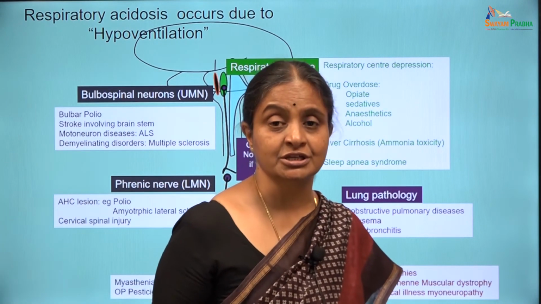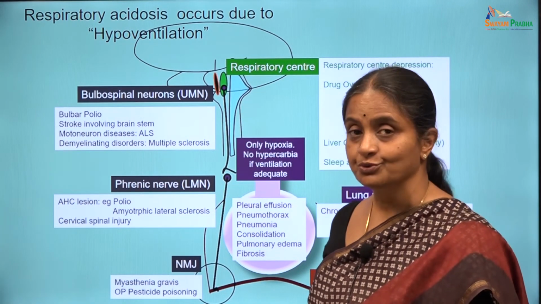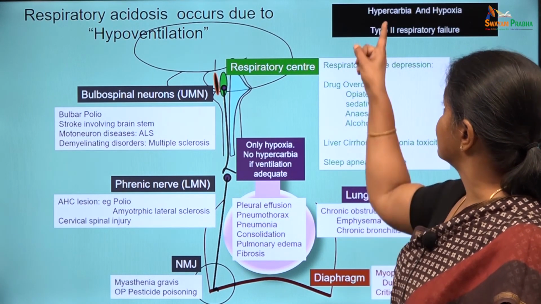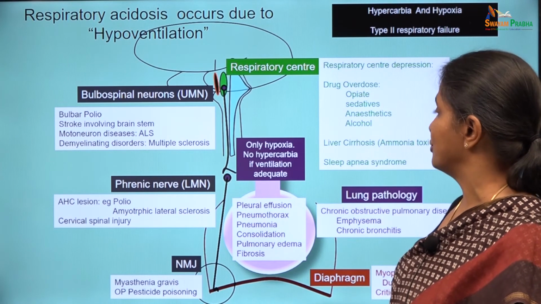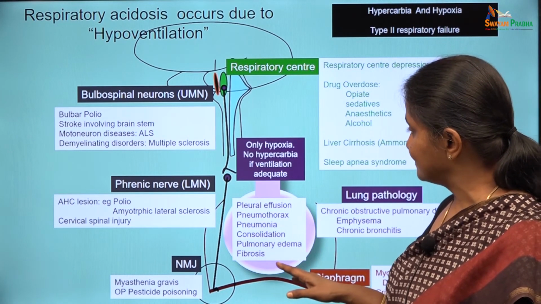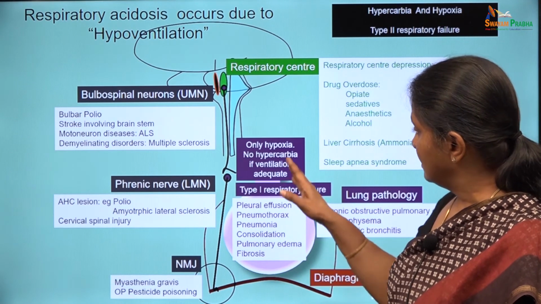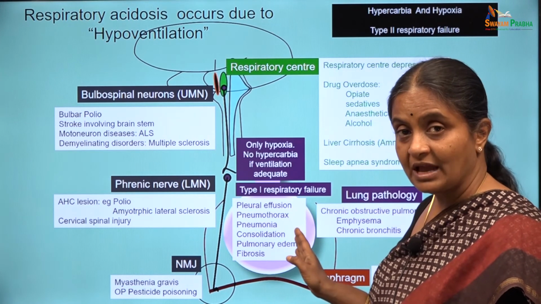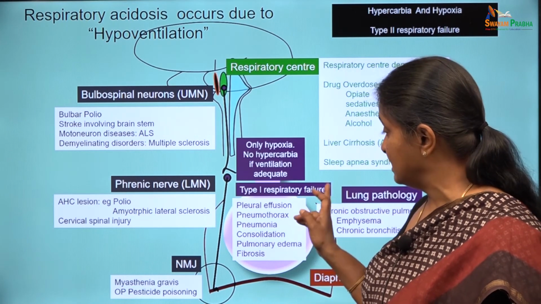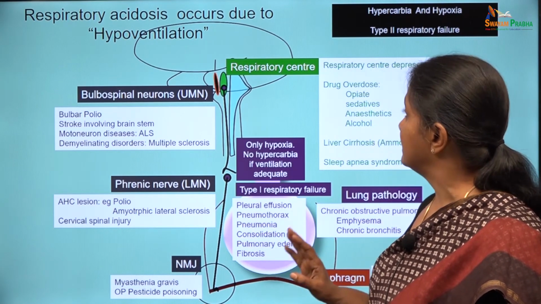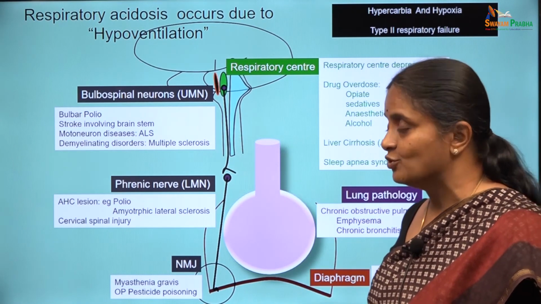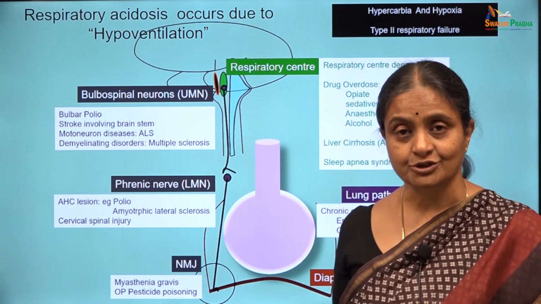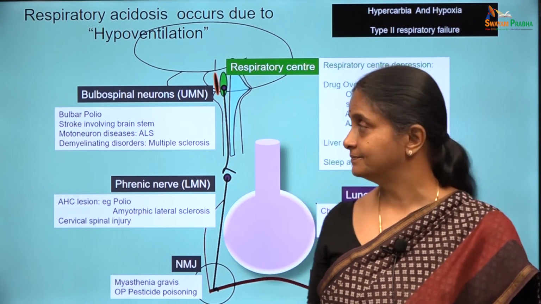These are the causes of respiratory acidosis or type 2 respiratory failure, which is associated with hypercarbia and hypoxia. In contrast, these states are not associated with hypercarbia. There is only hypoxia. They are referred to as type 1 respiratory failure, and just to avoid confusion, we can remove those causes from this list for respiratory acidosis or type 2 respiratory failure.